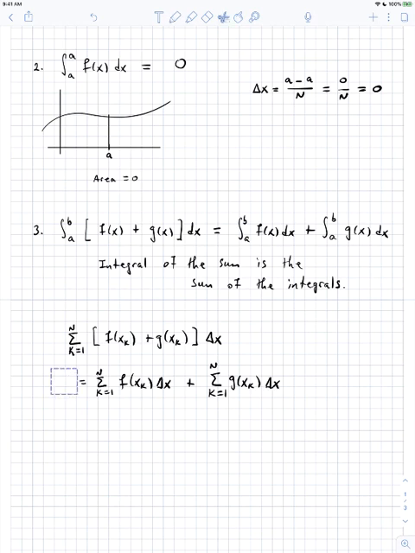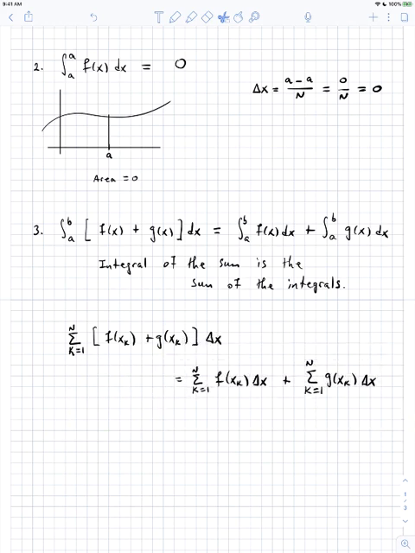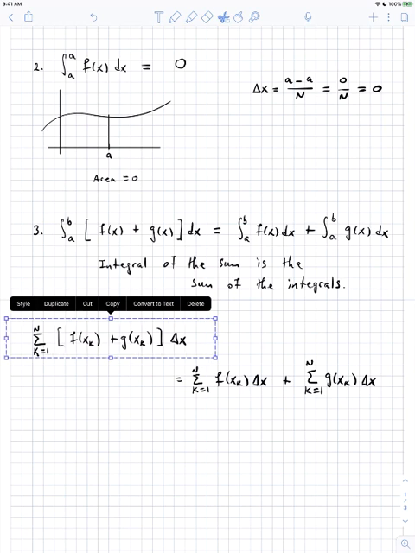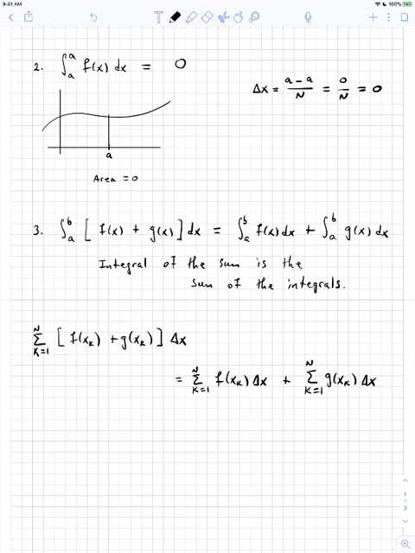Okay. Let me just write this a little bit over to the right there and move the other one a little to the left. Now the one on the left, the sum of f plus g, that goes to the integral from a to b of f plus g.